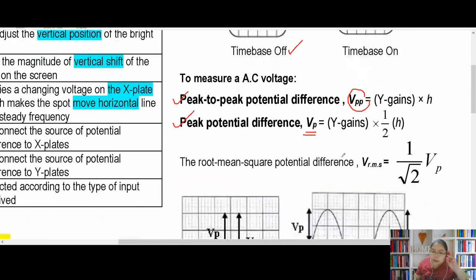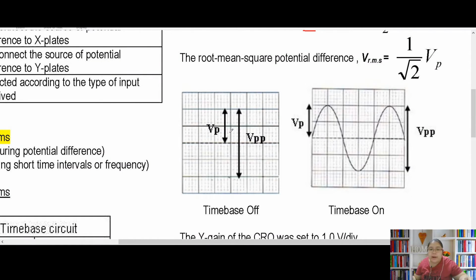Okay, come, from this diagram. This diagram is time base off, remember? So you cannot see left and right, you can just see up and down. This one we call VP. From the horizontal, if you go up until this point, we call it VP. VP means the peak of the voltage. So if I say one division is 1 volt, here is 2 volts. VPP means peak to peak. We have two peaks, the upper one and the bottom one. So you just take this one: 1, 2, 3, 4. 4 boxes means 4 volts. This is what VPP means.